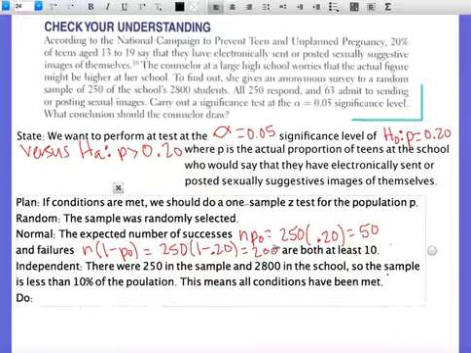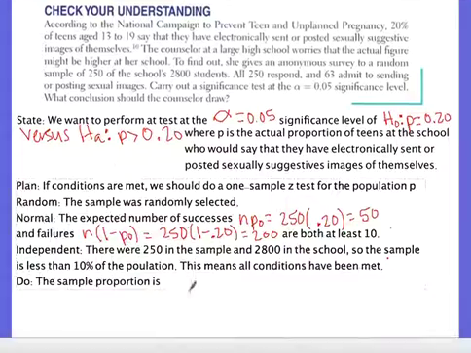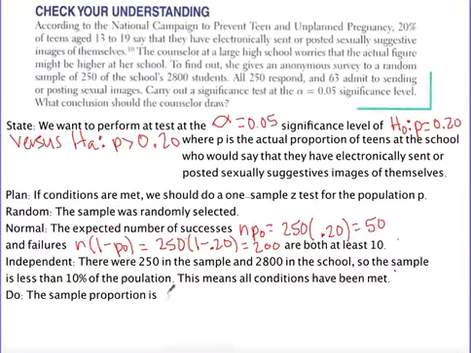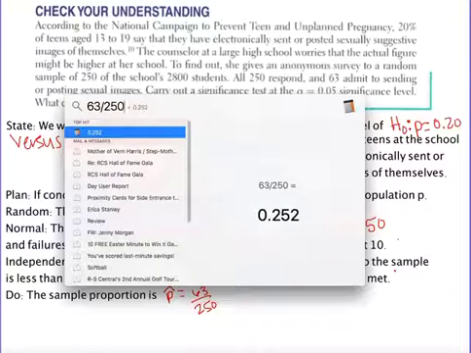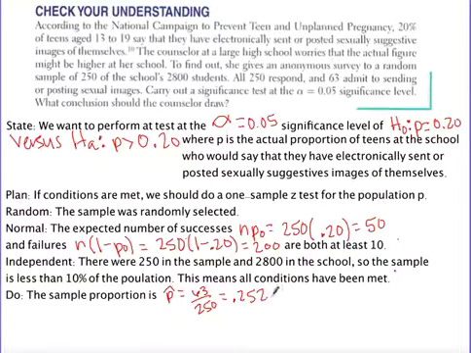All right, next we do the do step, so step 3. Step 3 is to find the Z. So the sample proportion is the p hat. So p hat would be equal to 63 out of 250, which gives us 0.252.